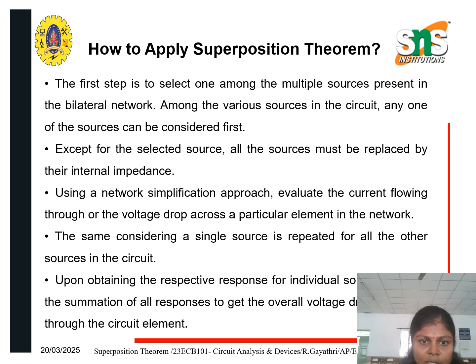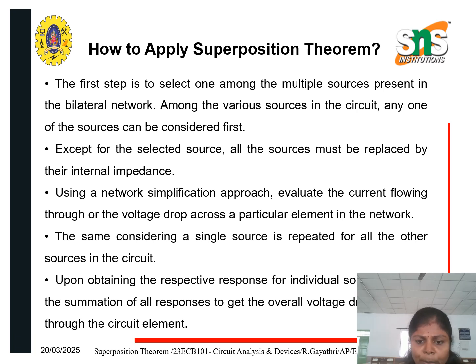The first step is to select one among the multiple sources present in the bilateral network. Among the various sources in the circuit, any one of the sources can be considered first. Except for the selected source, all the sources must be replaced by their internal impedance. Using the network simplification approach, evaluate the current flowing through or the voltage drop across the particular element in the network. The same is repeated, considering a single source, for all other sources in the circuit.